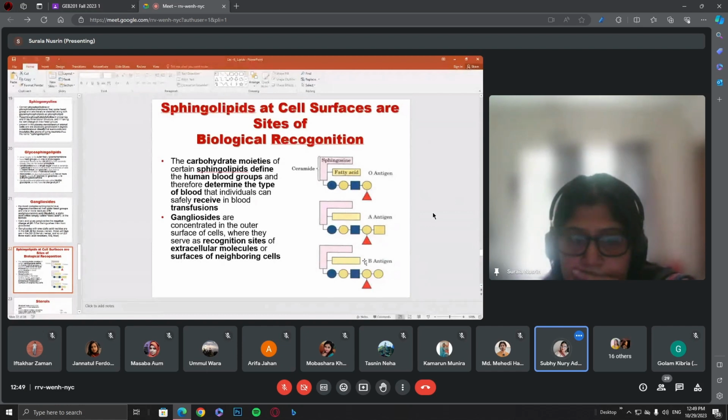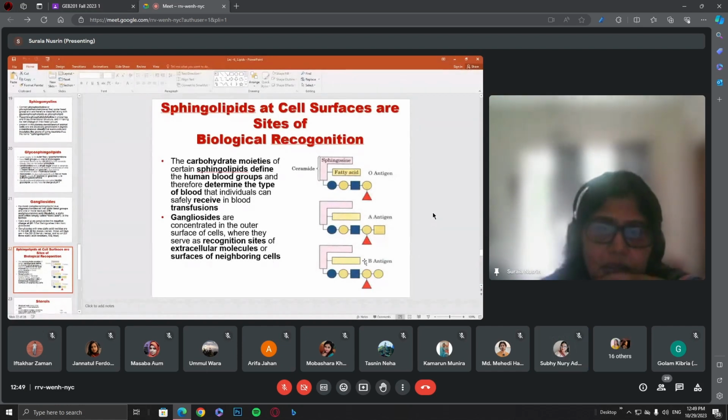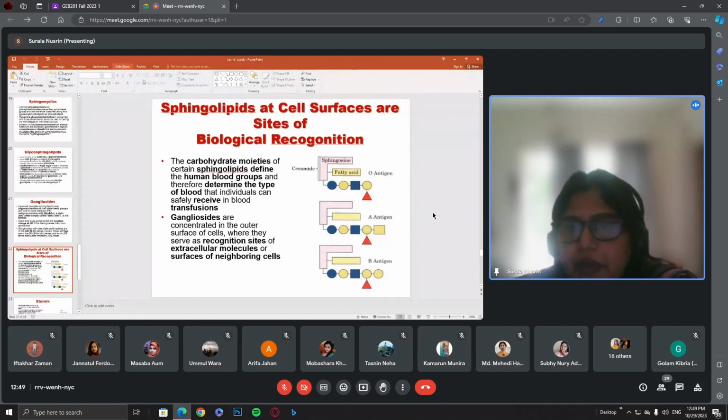Yes, ma'am. Hello. Okay, so if you look at the diagram, we already have learned the structure of the sphingolipid. Here you can see the sphingosine, and the fatty acid is attached to the sphingosine's number 2 carbon, and then the number 1 carbon is attached to the oligosaccharide.